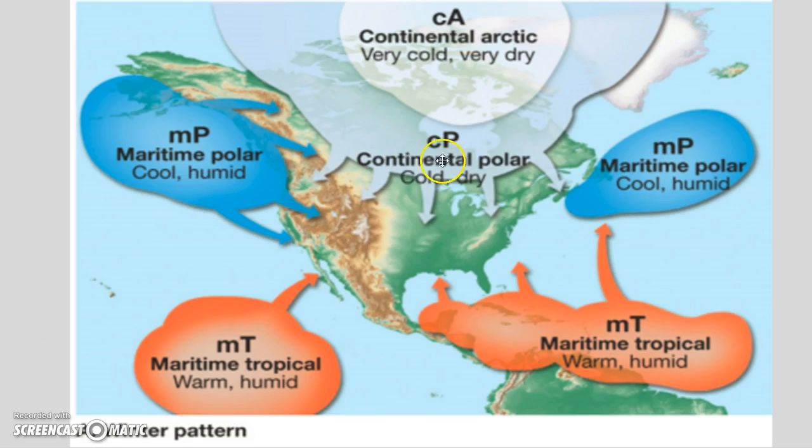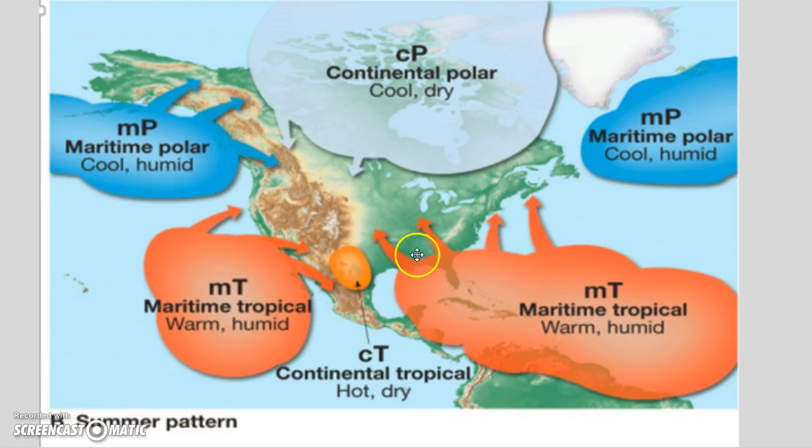So here's what we'll look at. During the winter patterns, we generally get air from continental polar. It's cold and it's dry. Sometimes we get continental Arctic, very cold, very dry. Sometimes we get maritime polar, cool and humid. Sometimes we get maritime tropical, which is warm and humid. And sometimes we get the Gulf warmth, which is also maritime tropical, warm and humid.